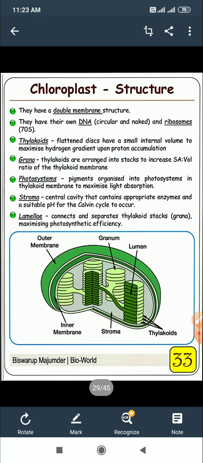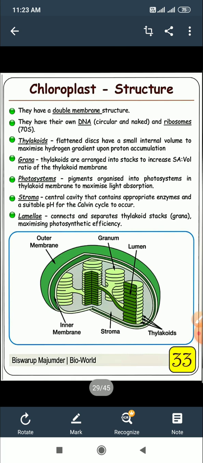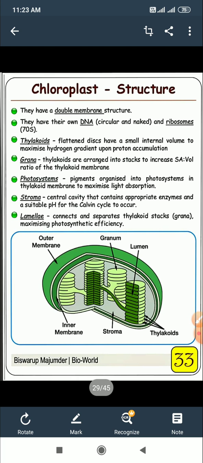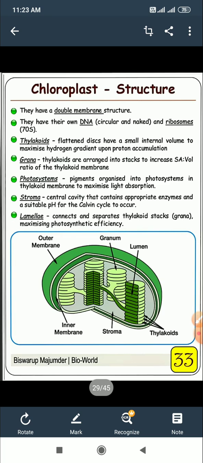Now look at the structure of the chloroplast. This chloroplast, like the mitochondria, similarly has a double membrane. It is a double membranous structure, and it bears its own DNA. And the ribosomes present in both mitochondria and chloroplast are 70S ribosomes.